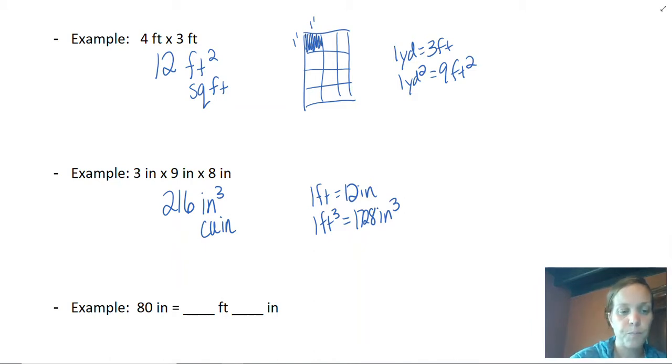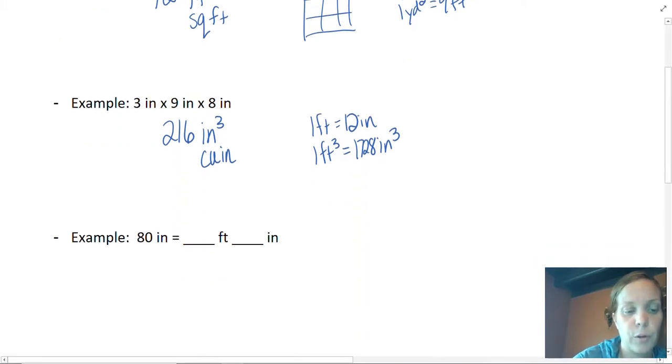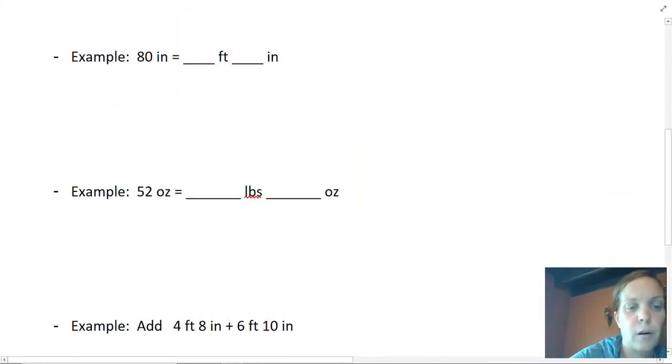Okay, so now the next ones I want to look at are sometimes called a mixed measurement or standard notation. In this case, we have 80 inches. So that means we're over a foot, over several feet. And we need to figure out, well, how many full feet is that? And then how many leftover inches? So putting it into a mixed measurement.